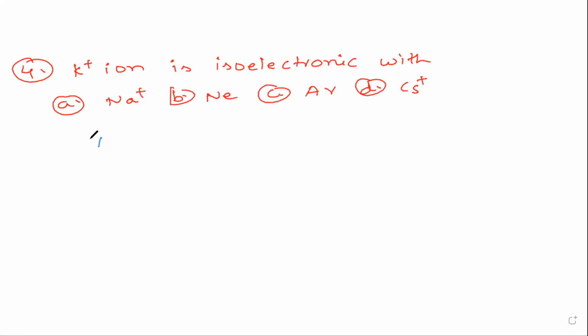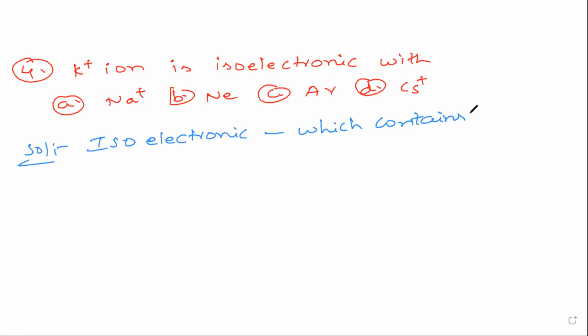What is isoelectronic? Isoelectronic means which contains the same number of electrons. When you remove one electron from potassium, whose atomic number is 19, for K plus it should be 18. 18 means it is argon. So the answer is argon. Potassium ion is isoelectronic with argon. Sodium ion is isoelectronic with neon. So remember this, very, very important.